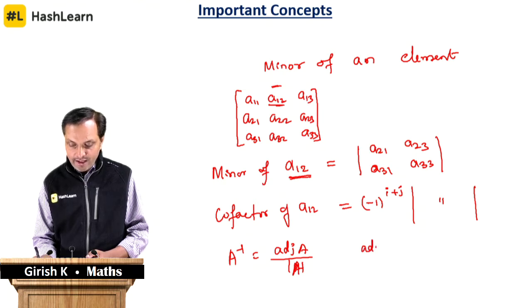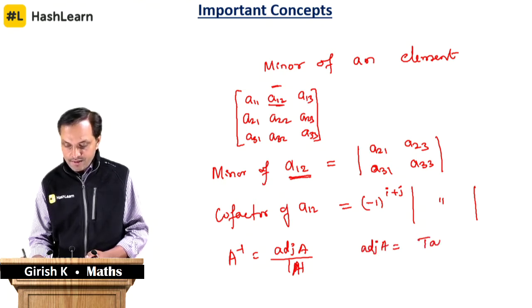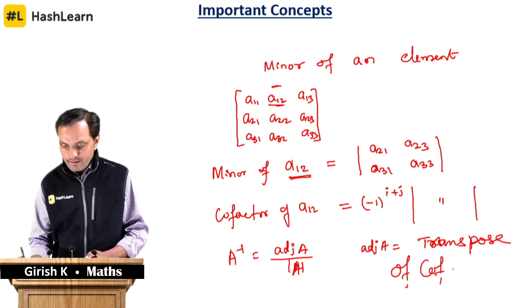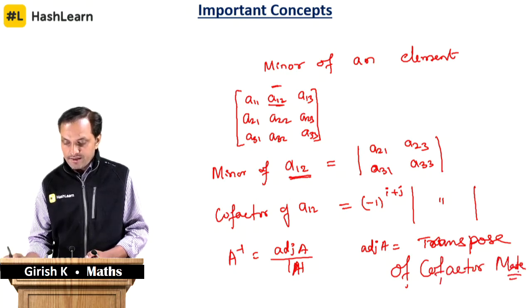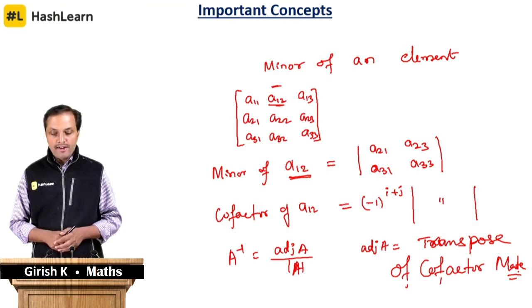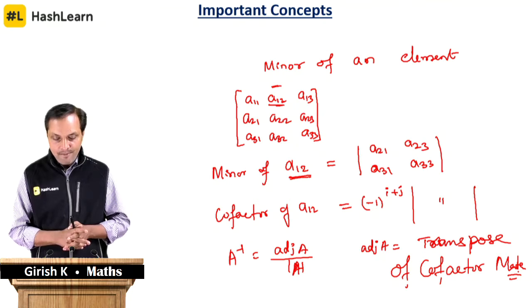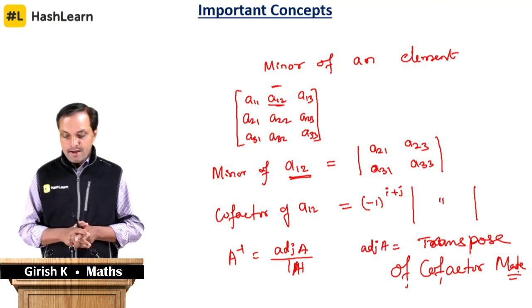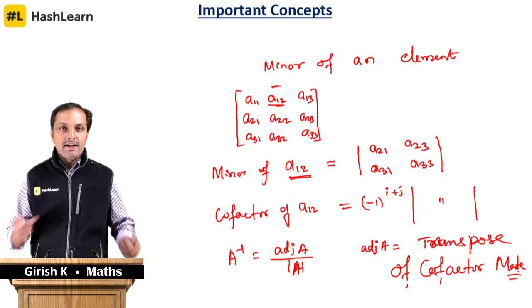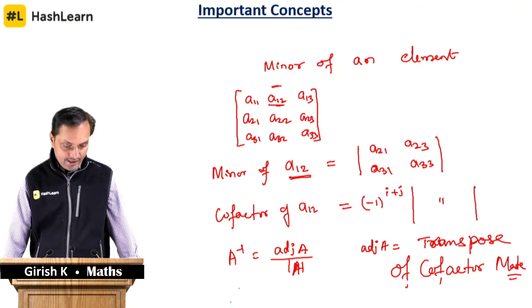Then there is something called the inverse: adjoint A by determinant of A. So what is adjoint A? Adjoint A is the transpose of the cofactor matrix. You know how to find the cofactor elements. Just create a matrix using them, and you will be able to get the adjoint A. Take the transpose of the cofactor matrix.